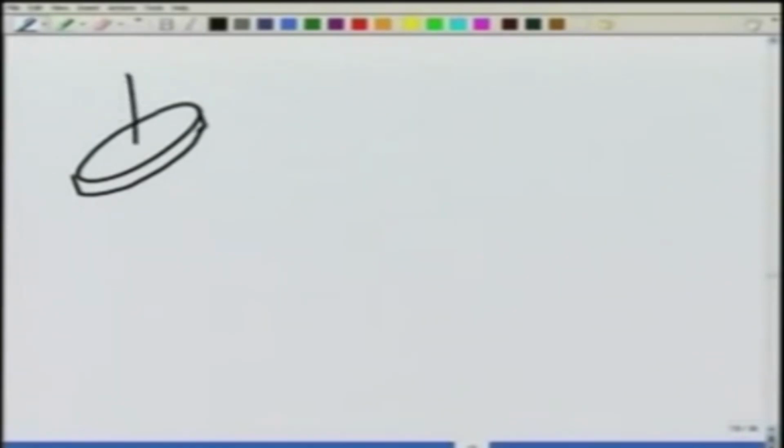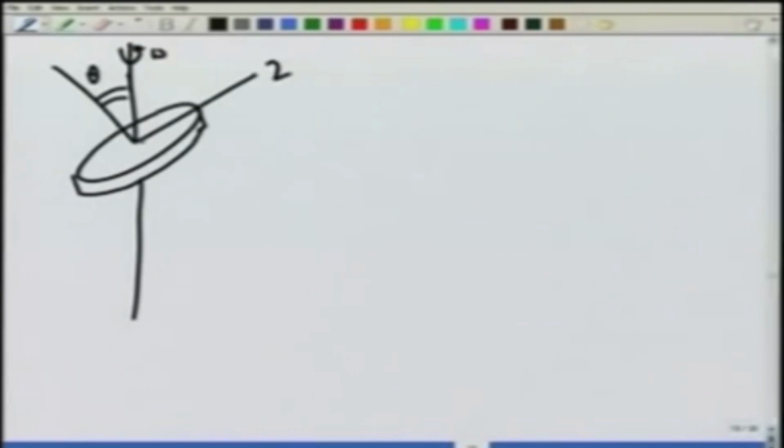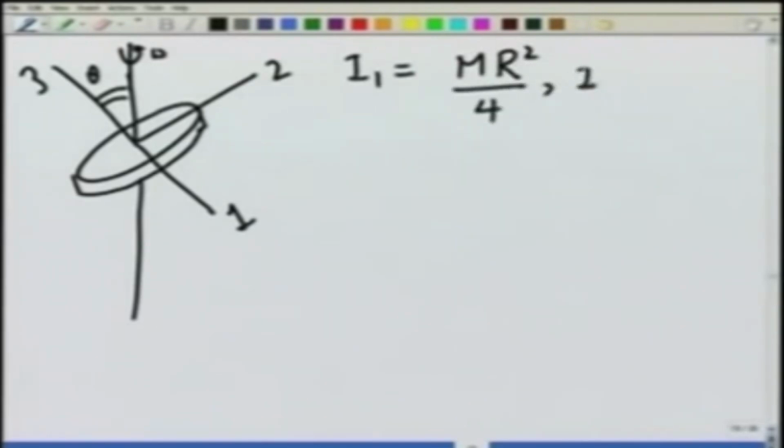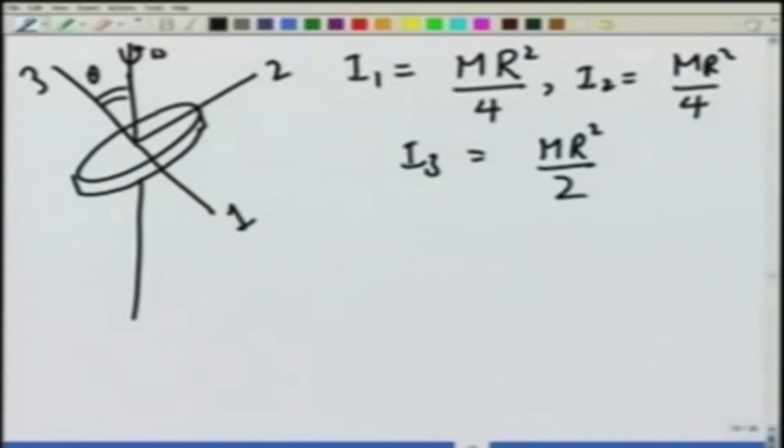This is a disc rotating with this perpendicular at an angle theta with omega. This is axis 2, this is axis 1, and this perpendicular is axis 3. You can see I1, we had calculated it earlier. The moment of inertia about one of the diameters is m r square over 4, if the radius is r. I2 is also going to be m r square over 4, and I3 is going to be m r square over 2. Omega has components at this point in direction 2 and direction 3.